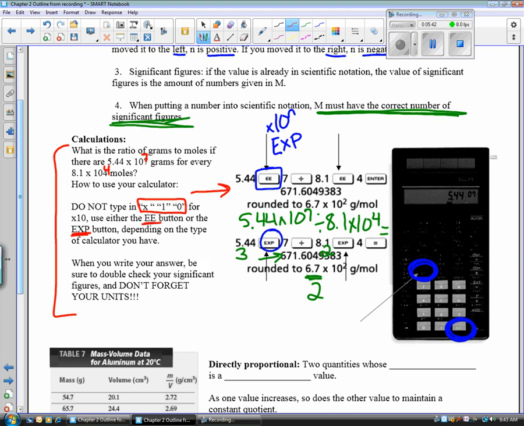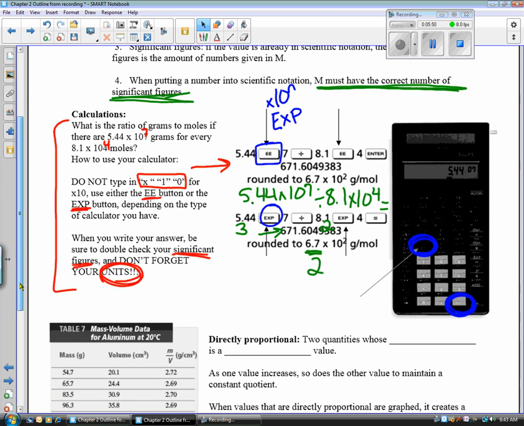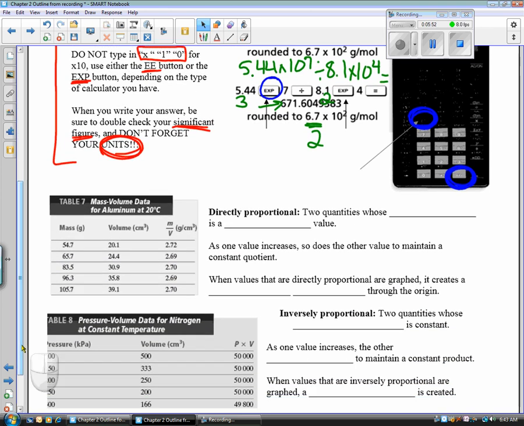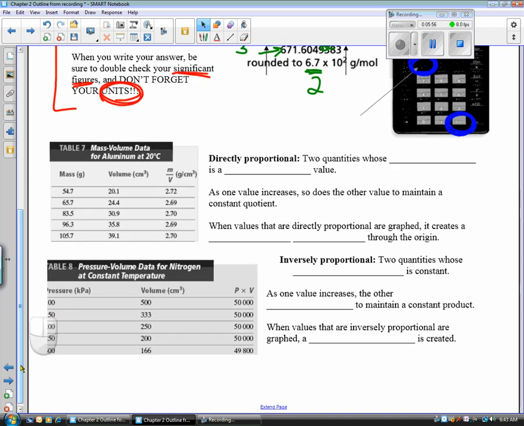When you write your answer, be sure to double check your significant figures. And don't forget your units, okay? And we'll go over it in class with your exact calculator. So bring your calculators to class. Don't just leave them at home. We want to make sure we can get this down so when you have a test or a quiz, you get it right.